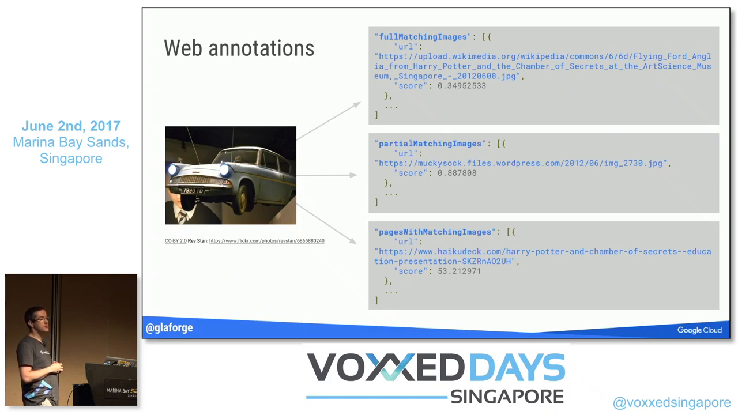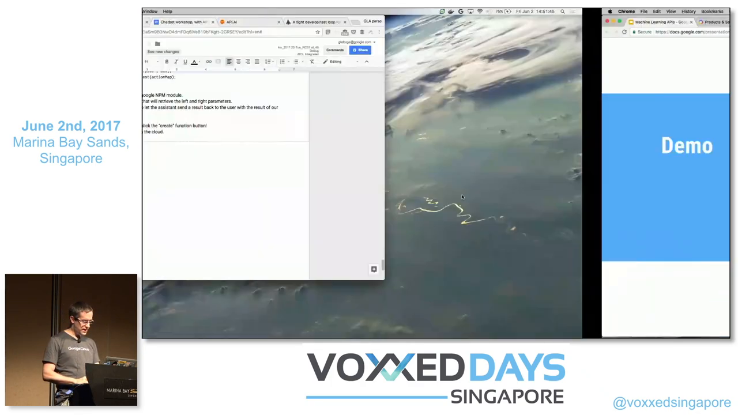The web annotations also tell you where this picture is coming from. Google knows that this picture was found on the Wikipedia page. It also gives you some other URLs of images, for example, where they took the same image but cropped it and reintegrated it in their website. Or you can also find other websites with equivalent images as well. Let me do a quick demo.